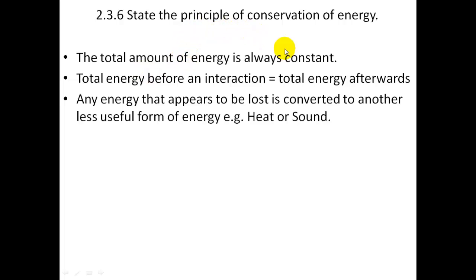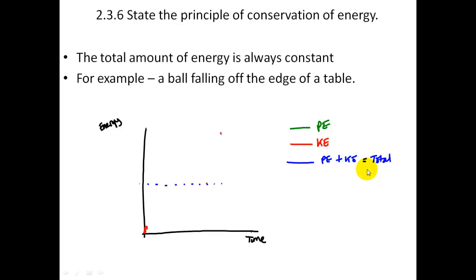State the principle of the conservation of energy. The total energy in a system is always constant unless some energy is given to the system or taken away. Another way of saying it: the total energy before an interaction is equal to the total energy afterwards. Any energy that appears to be lost is converted to another less useful form of energy, for example, heat to the surroundings or sound to the surroundings.